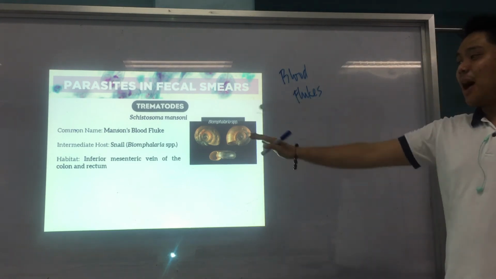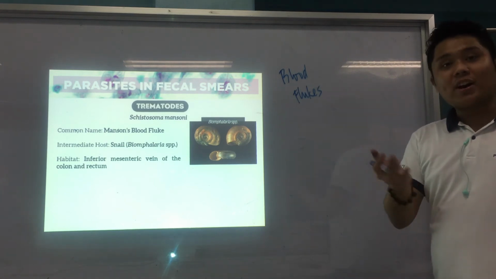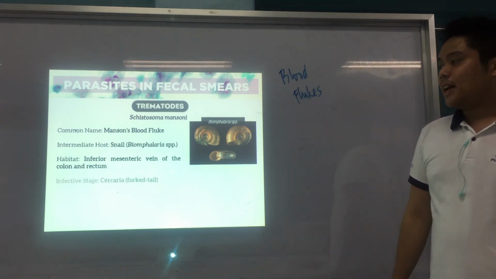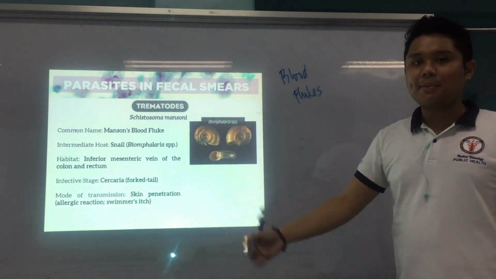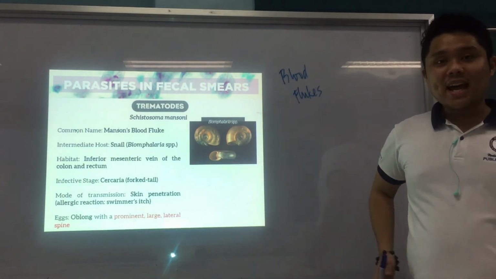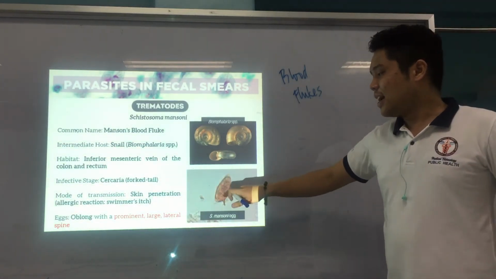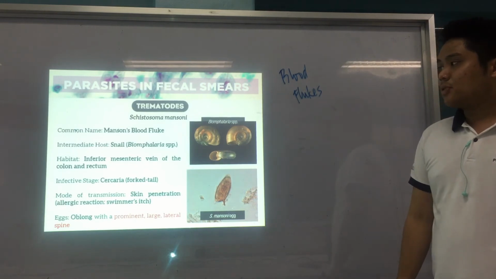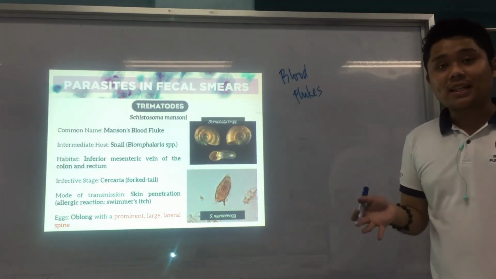Alright. The habitat this time is the inferior mesenteric vein of the colon and rectum. So, still the same kind of veins, or blood vessels. Infective stage, cercaria, fork tail. Mode of transmission, still the same, skin penetration. And for eggs, it's oblong with a prominent, large lateral spine. Very distinct, very characteristic. That's for Schistosoma mansoni. Now, those are the only two species of Schistosoma that I will discuss here.